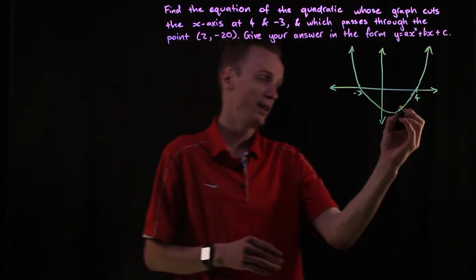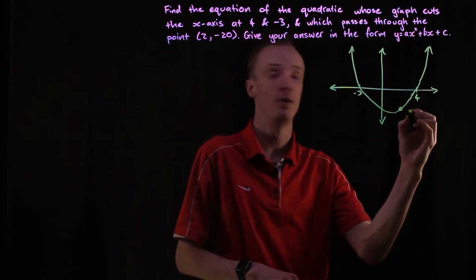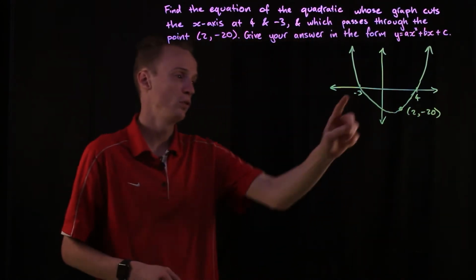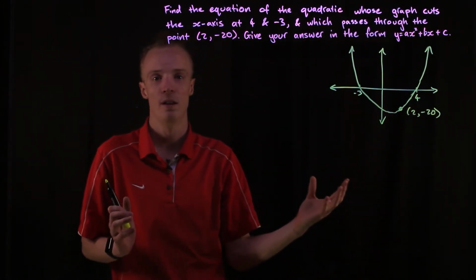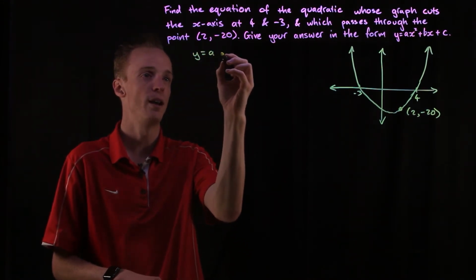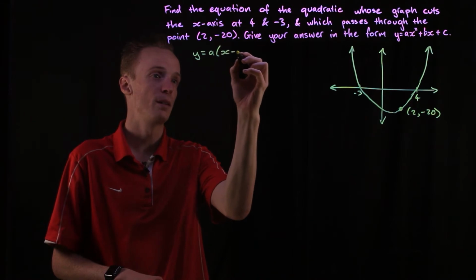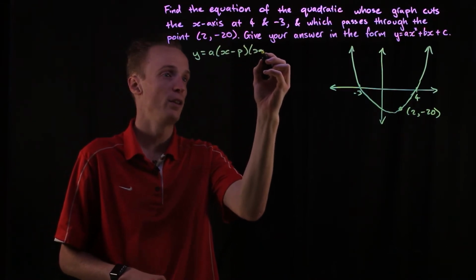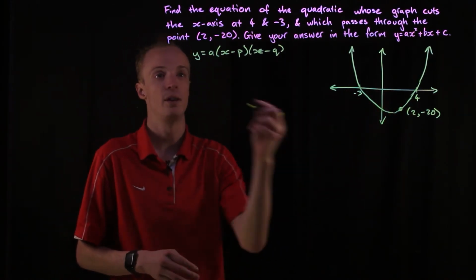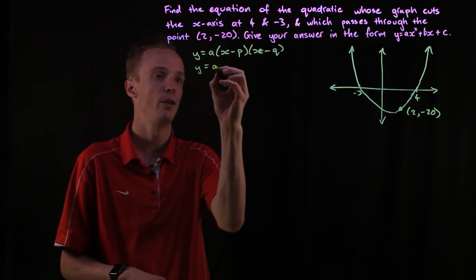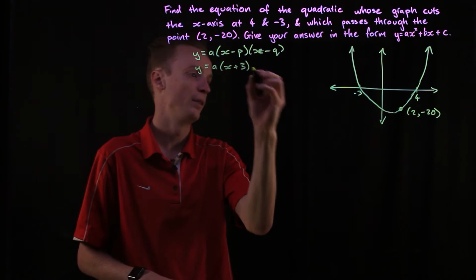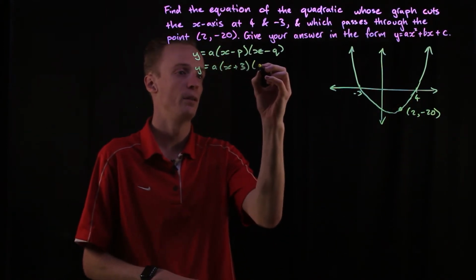Now, what I can see here with this point (2, -20), I've got two roots and a coordinate. So the easiest way to represent this initially will be in the format of my factorized form, so my x minus p and my x minus q. So I need to substitute my roots in here. This will be the opposite sign of my two roots. So it'll be plus 3, because that's opposite -3, and then take 4.